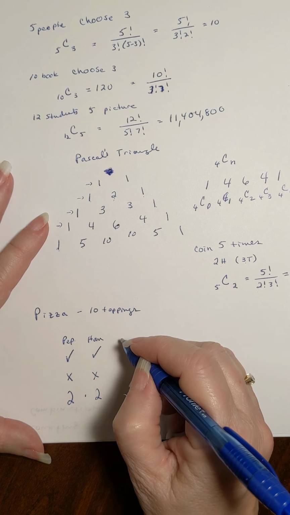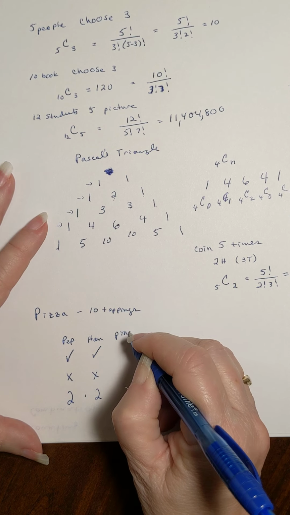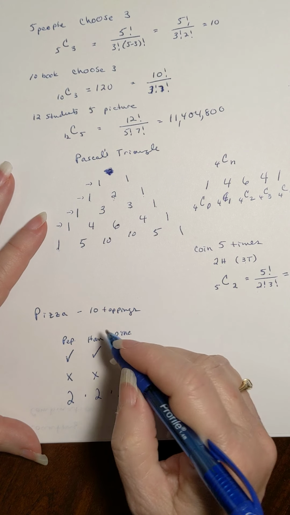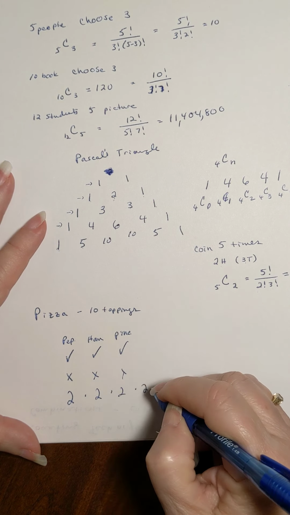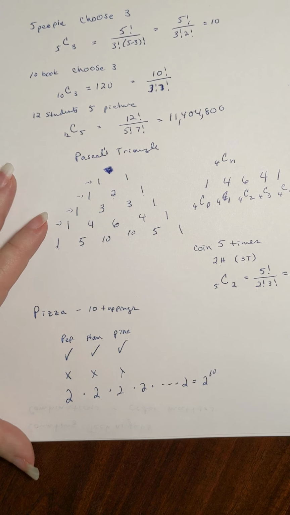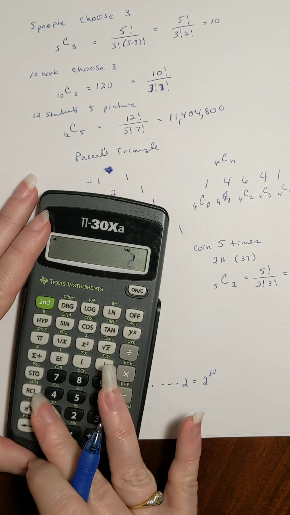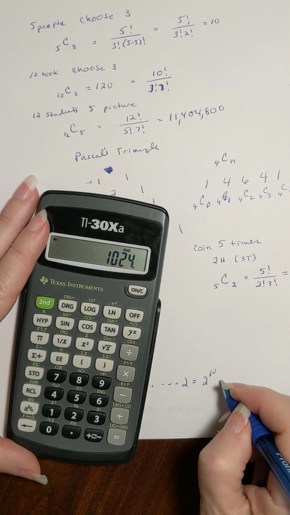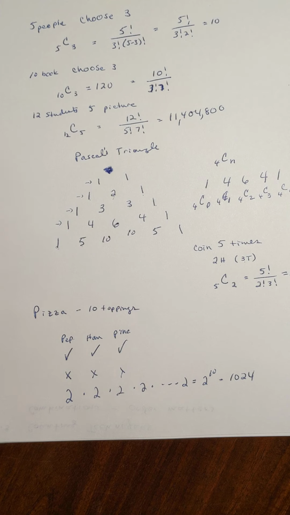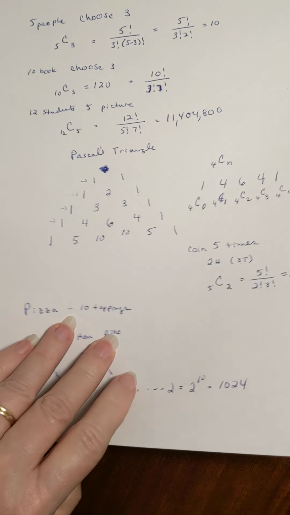2 times 2. And then let's say that we have pineapple. Okay, have it or not have it. Times 2. And then you'll have all 10 of those toppings. And so that would be 2 raised to the 10th power. So there are 1,024 different ways to have that pizza. So that finishes up combinations.